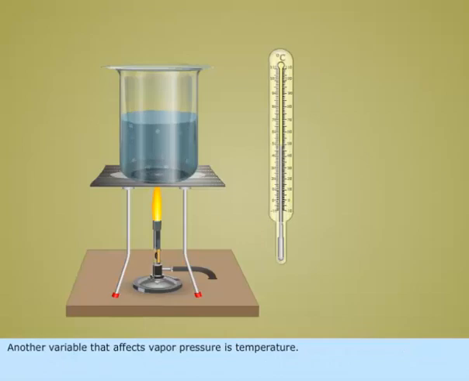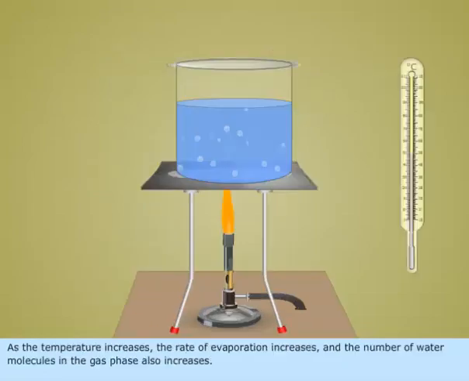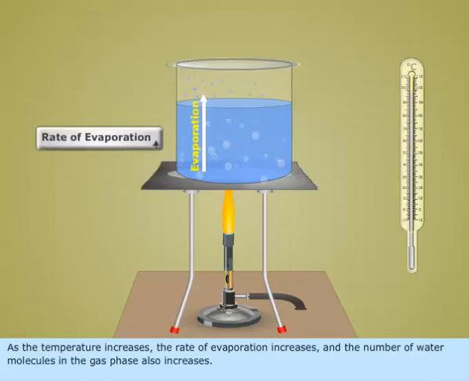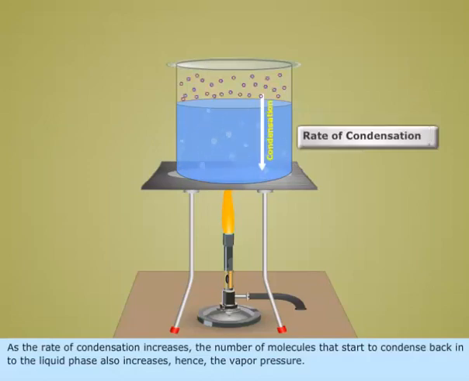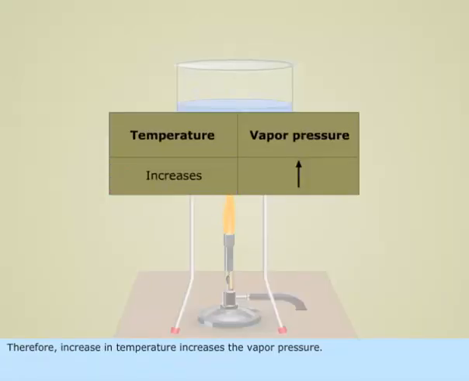Another variable that affects vapor pressure is temperature. As the temperature increases, the rate of evaporation increases, and the number of water molecules in the gas phase also increases. As the rate of condensation increases, the number of molecules that start to condense back into the liquid phase also increases, hence the vapor pressure. Therefore, increase in temperature increases the vapor pressure.